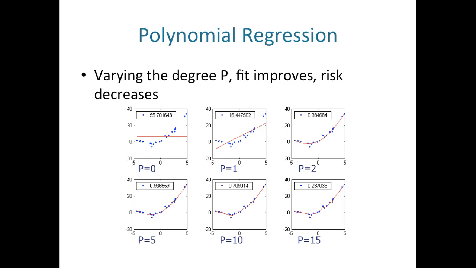And the risk, which is the number that you see in the box, the 55, 16, 0.9, 0.93, 0.70, and 0.23, that's the risk. So what we observe is that the higher the polynomial, the better the fit. We are finding a better function that actually defines the actual shape of the points, the actual relationship between x and y. And as a result, the risk is decreasing, because remember the risk or the loss is measuring the difference between the actual value and the value that the function gives us. So both things are improving.